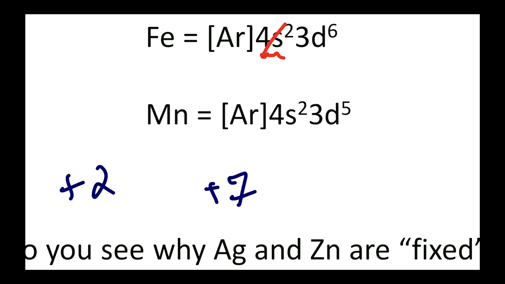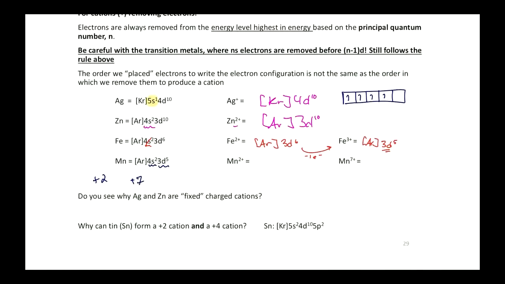4s. To make +7, which electrons are you going to lose? All of them, or all of the valence. So I hope you can see that manganese +7 does exist. So the idea is you can lose some of your valence, or you can lose all of your valence. I hope you can see why silver, aluminum, and zinc are called fixed charge cations, because once you take away the valence, you're left with really stable subshells.